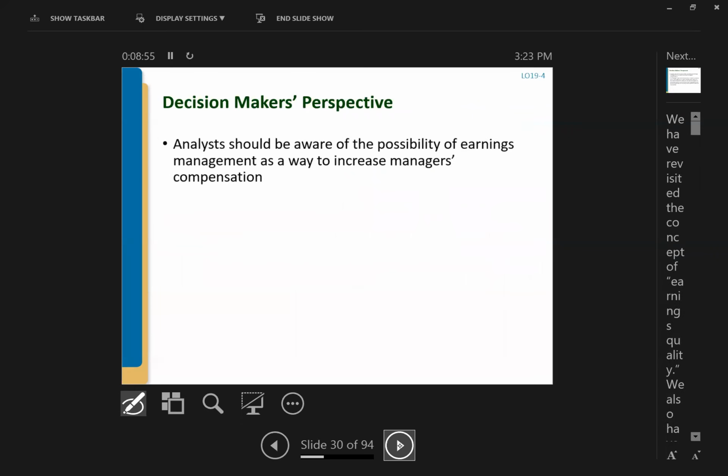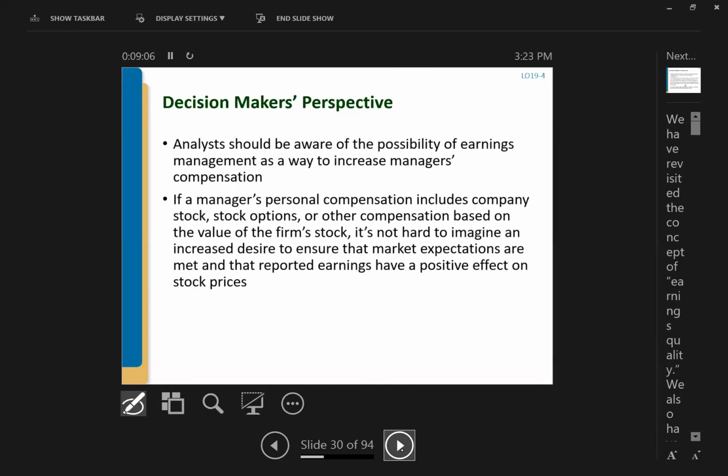Okay. So from the decision maker's perspective, analysts should be aware of the possibility of earnings management as a way to increase managers' compensation. If a manager's personal compensation includes company stock options, and other compensation based on the value of the firm's stock, it is not hard to imagine the increased desire to ensure that the market expectations are met and that reported earnings have a positive effect on stock prices.